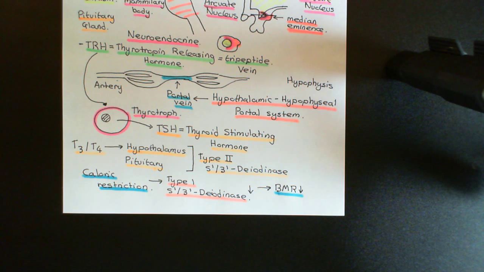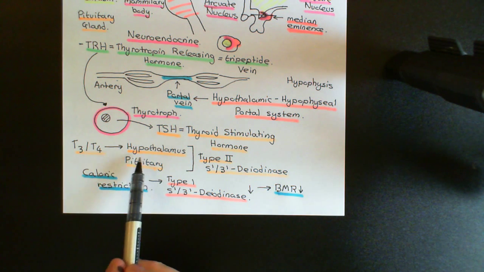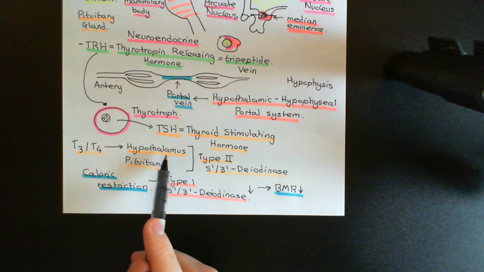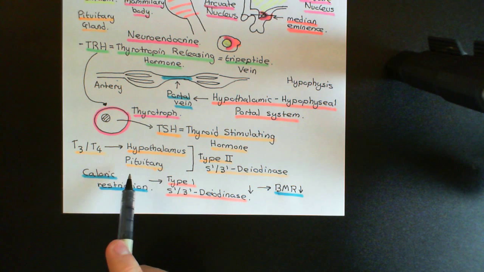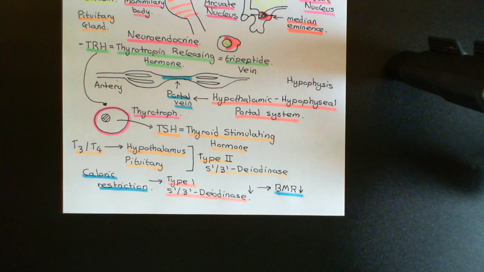The type 2 5' 3' deiodinase is still expressed normally, so they will still be receiving the same level of stimulation by these thyroid hormones, and therefore you won't get them being activated to release more thyrotropin releasing hormone in the case of the hypothalamus, and release more thyroid stimulating hormone in the case of the pituitary.